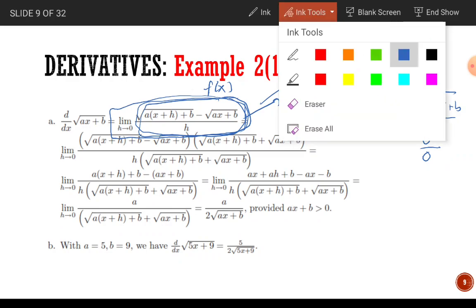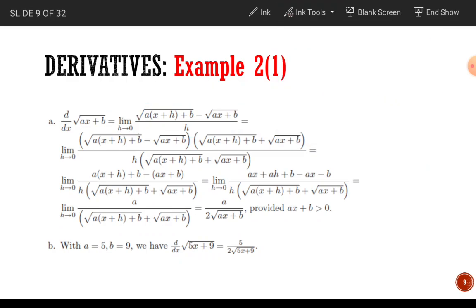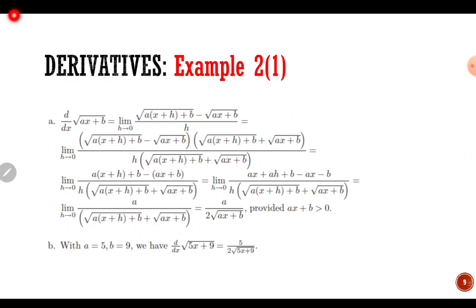Okay, so sekarang ni kalau you tengok, kita ada square root of a(x plus h) plus b minus square root of ax tambah b. This is the term that we have, original term. Yang ni over h, yang ni dengan yang ni kan.